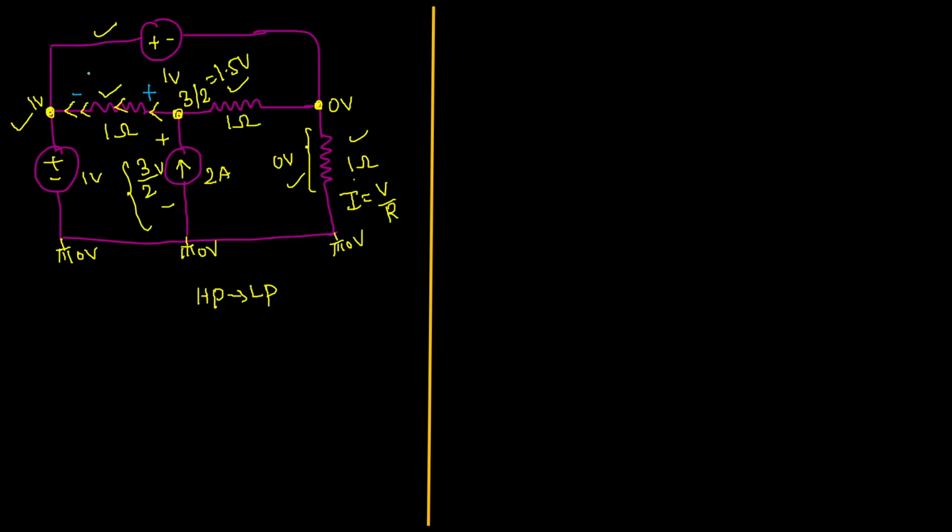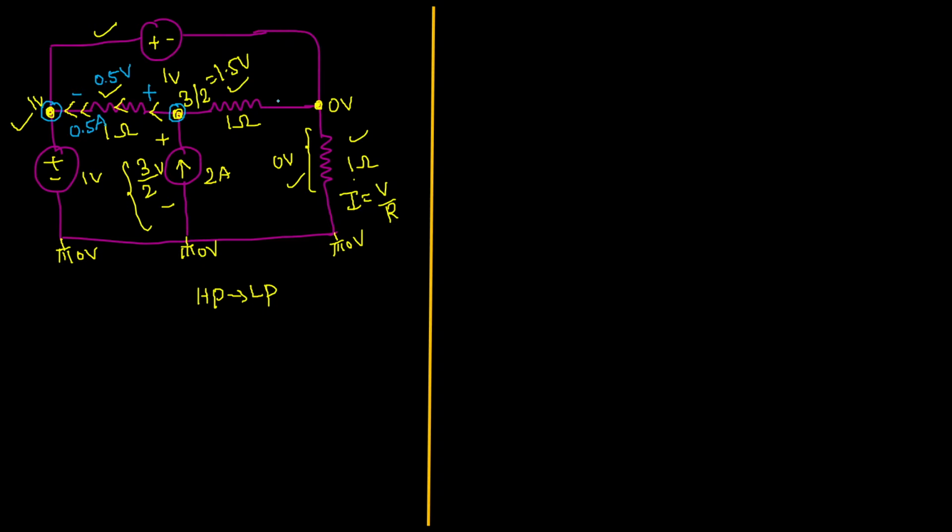And what is the voltage drop? The value of the voltage is equal to the potential difference between its terminals. Here we have 1.5, here we have 1. 1.5 minus 1 will give you 0.5. 0.5 voltage divided by 1 ohm will give you 0.5 ampere. So current flowing through this resistor is 0.5.